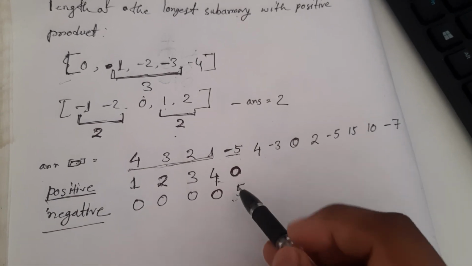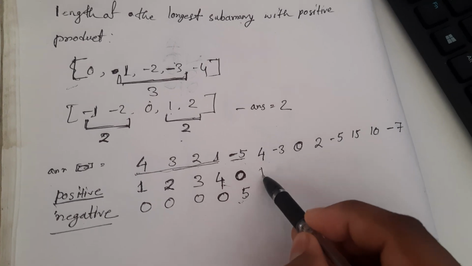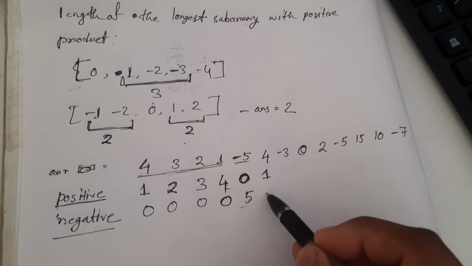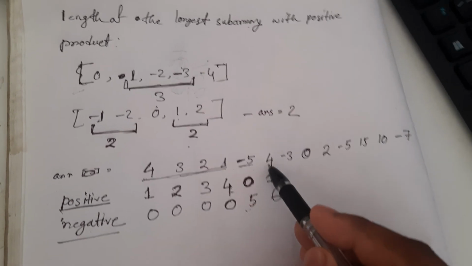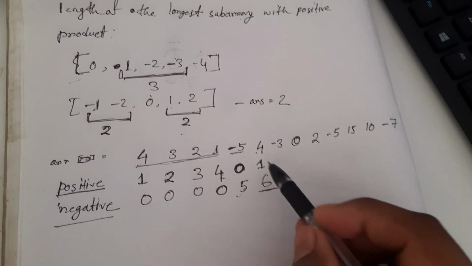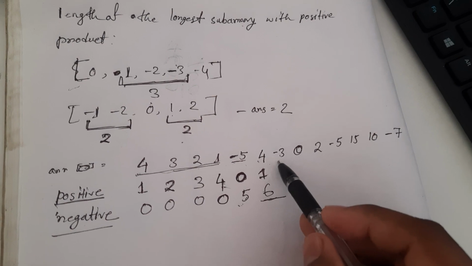Now we again move on. In that case the positive length becomes again 1, and the negative length becomes 5 plus 1, 6, because negative with positive gives us a negative value only. So again we are getting minus 3.